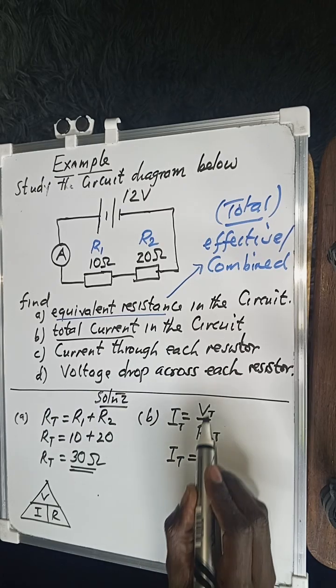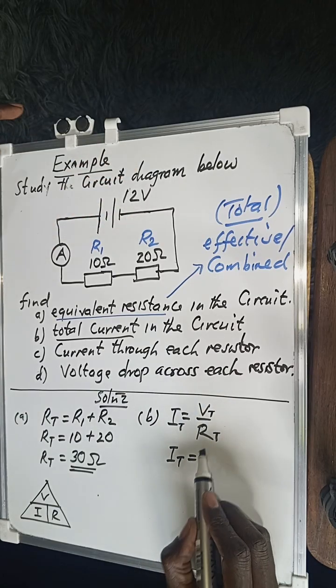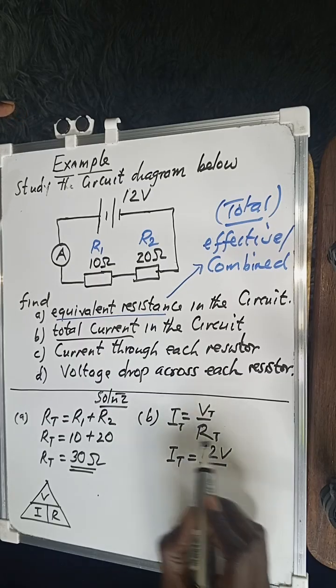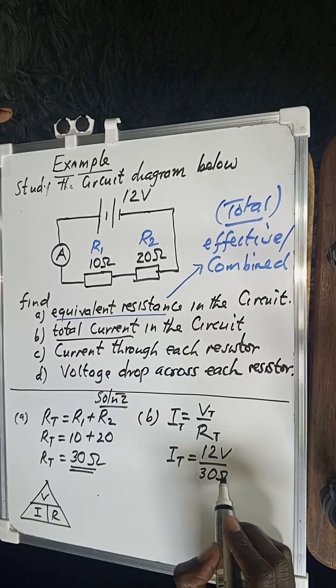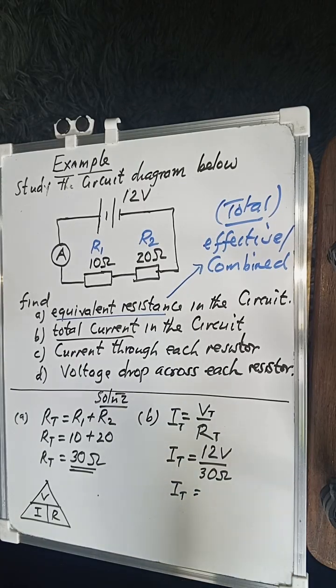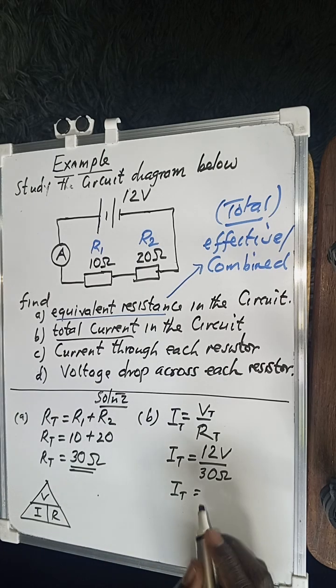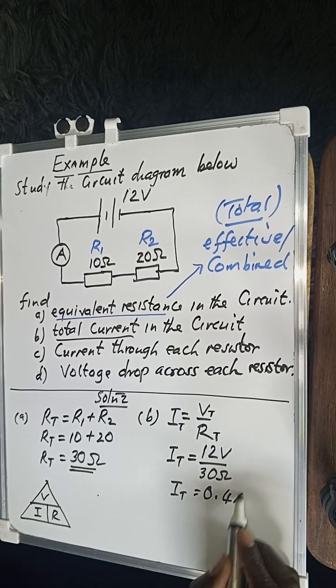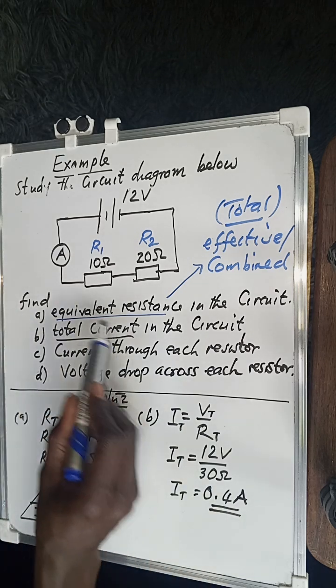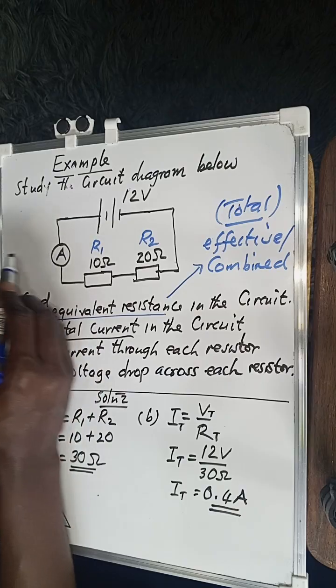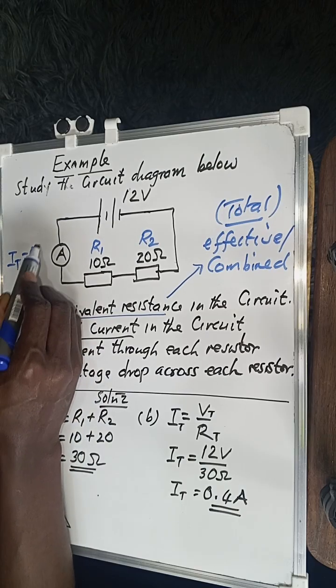So the total current will be the total voltage they have given us, which is 12 volts, divided by the total resistance, which we have found to be 30 ohms. So what is that going to give us when we divide? Using your calculator, 12 divided by 30 gives me 0.4 amps. That is the current passing through the circuit. Sometimes they can say, what is the ammeter reading? It simply means the total current, which is 0.4.